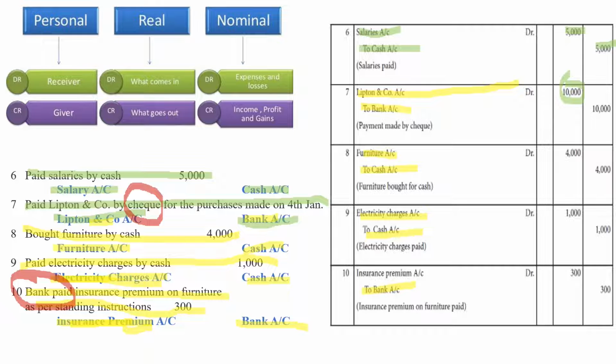We did not pay. When bank paid, this is a bank transaction and bank is an artificial person and this bank here is the giver. That's why giver is always credit in the eyes of personal account. That's why this is credit and insurance premium is debit. We have lots of narrations. You can see and read it. Insurance premium on furniture paid. You can select these narrations according to that particular transaction.